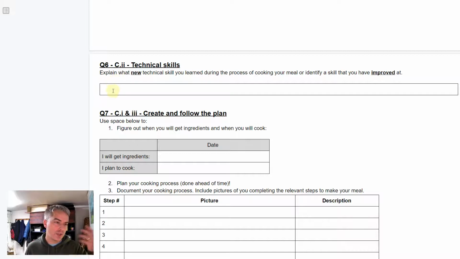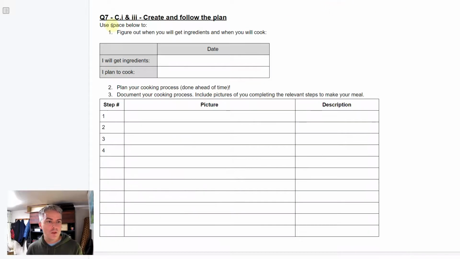If you are working on some skill from your previous formative, use this opportunity to tell me about how you've improved at that, or if you had to do a new skill for this traditional meal, tell me about what skill that was and how you improved. Question seven is going to have two parts to it.